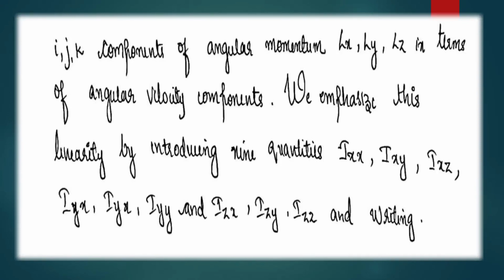Since i, j, k are components of angular momentum, Lx, Ly, Lz in terms of angular velocity components, we emphasize this linearity by introducing 9 quantities, which are Ixx, Ixy, Ixz, Iyx, Iyy, Iyz, Izx, Izy, Izz.